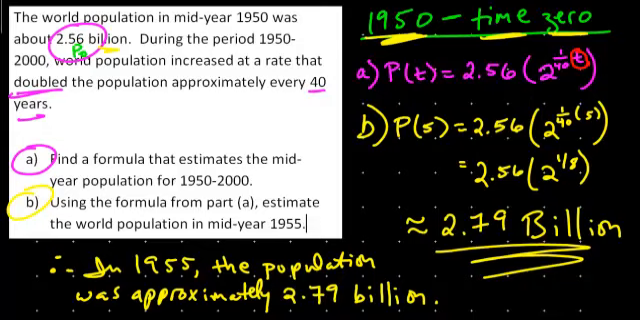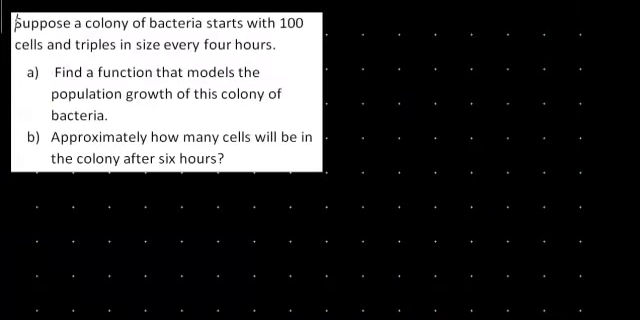Let's look at another problem like this. Here's one. We have a colony of bacteria that starts with 100 cells. So I believe that's going to be my P naught. That's always that initial condition. And it triples in size every 4 hours. Find a function that models the population growth of this colony of bacteria. Let's do that first. Part A.